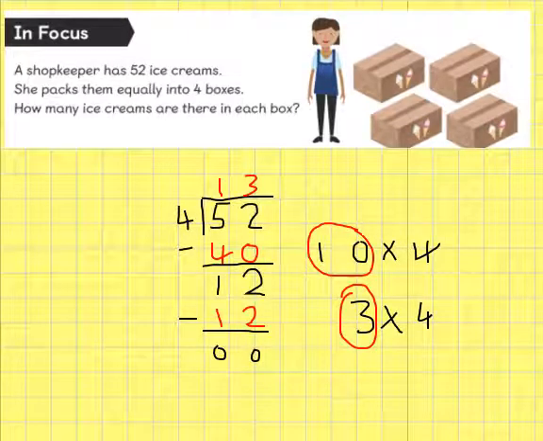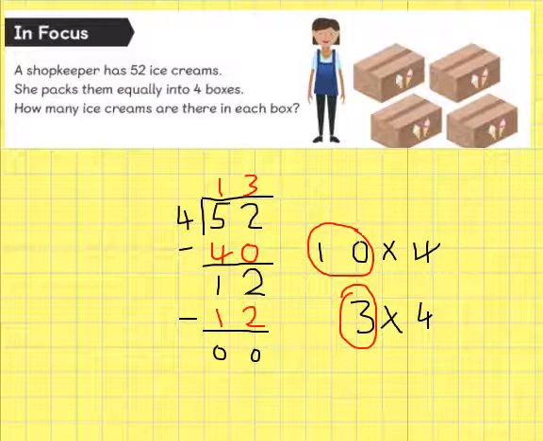Looking at this one then, we've got our divisor of 4. So if I chunk 10 times 4, that gives me an answer of 40, which I will then be left with 12. And I know that 12 is in my 4 times table as well, and that is 3 times 4. So I can then chunk that amount off as well, which leaves me with 0. If I then add 10 and 3 together, it gives me 13.